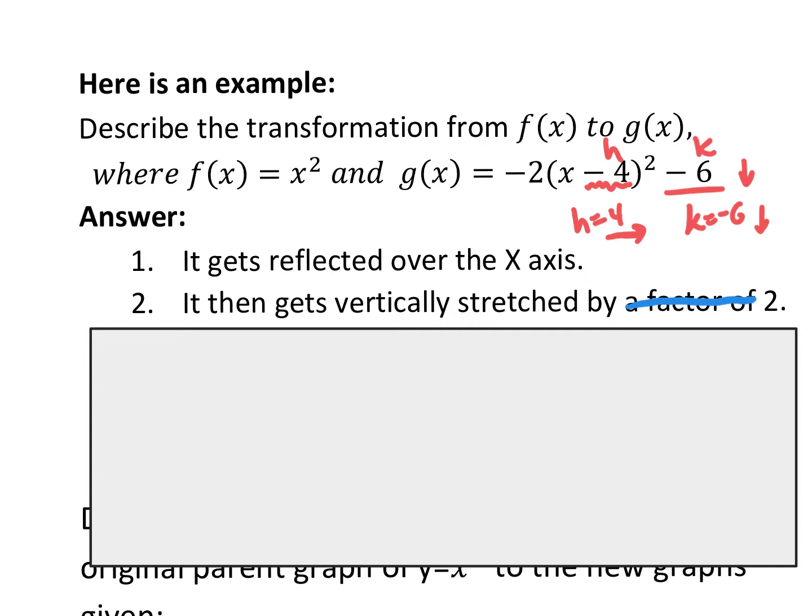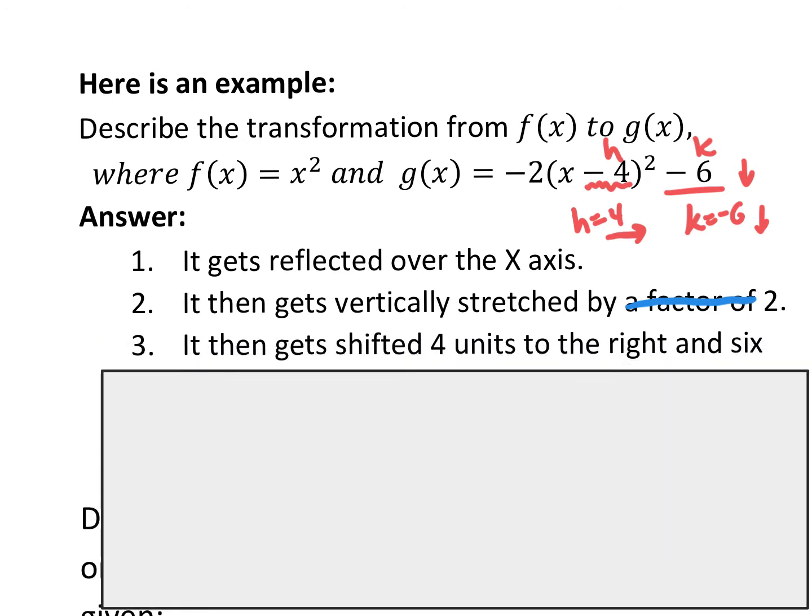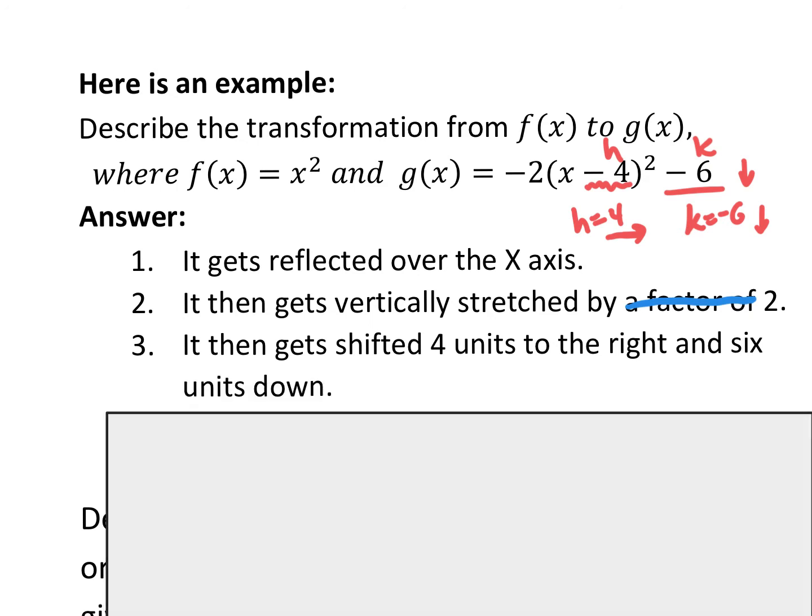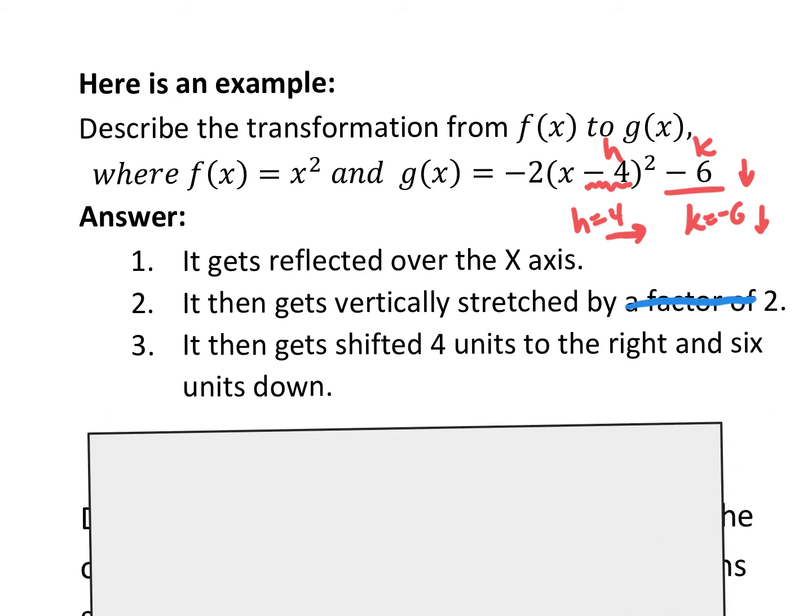So your final description of the changes that are happening here, check it out. The third thing you're going to be writing is it gets shifted 4 units to the right. Why to the right? Because h equals positive 4. You think opposite of what you see there. And 6 units down. Why 6 units down? Because your k value is negative 6. Again, this might seem overwhelming because it's the first time you're seeing it, but the more you practice, the easier it gets. And it really is, I mean, that's your answer right there. Those are the 3 sentences that you would need to write down in order to describe how it changes from the original parent graph to this new graph g of x.